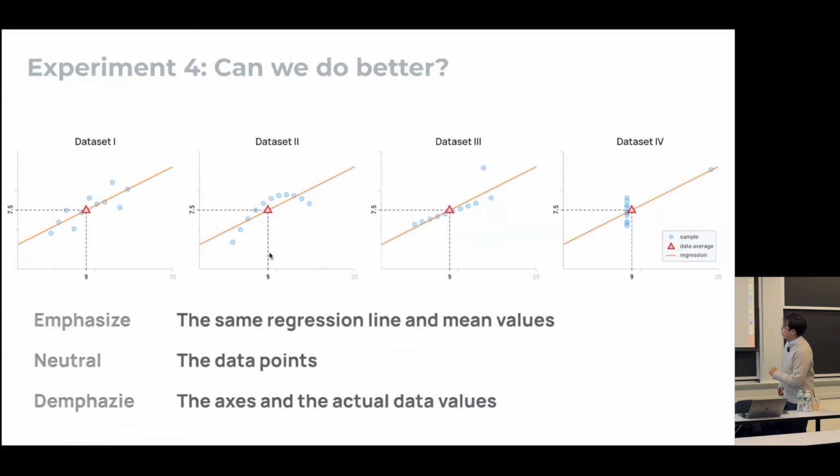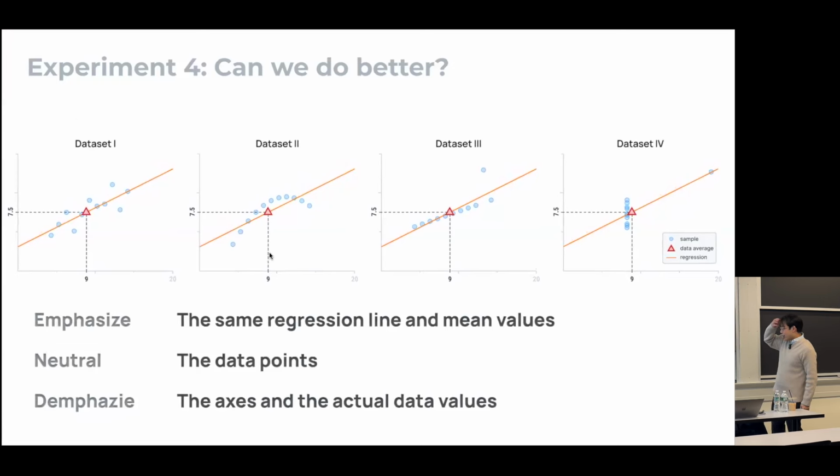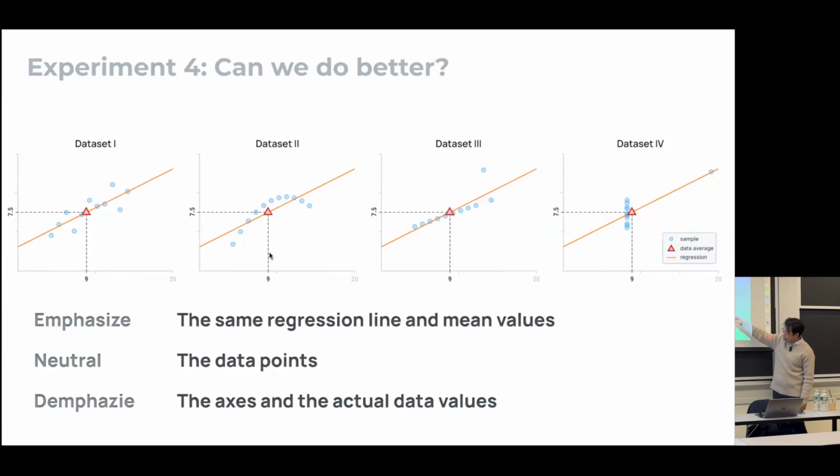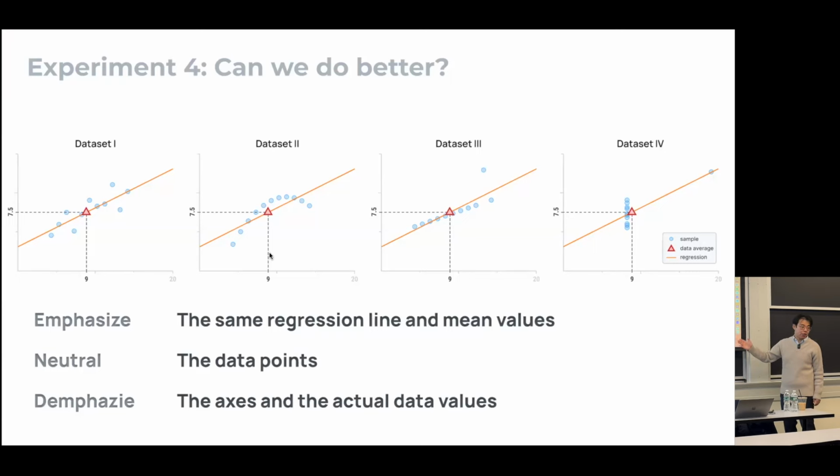Getting back to this final bullet point, just to correct what you said, we want to emphasize the same regression line and mean values. The neutral part is the data points, where we need to show people this factor faithfully about this data structure. And then finally, I wanted to emphasize the axis and the actual data values, just like what you mentioned.